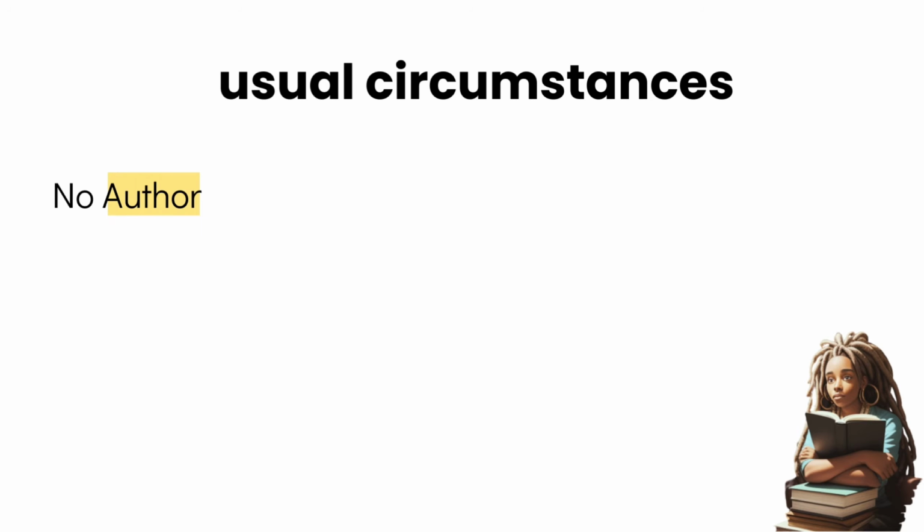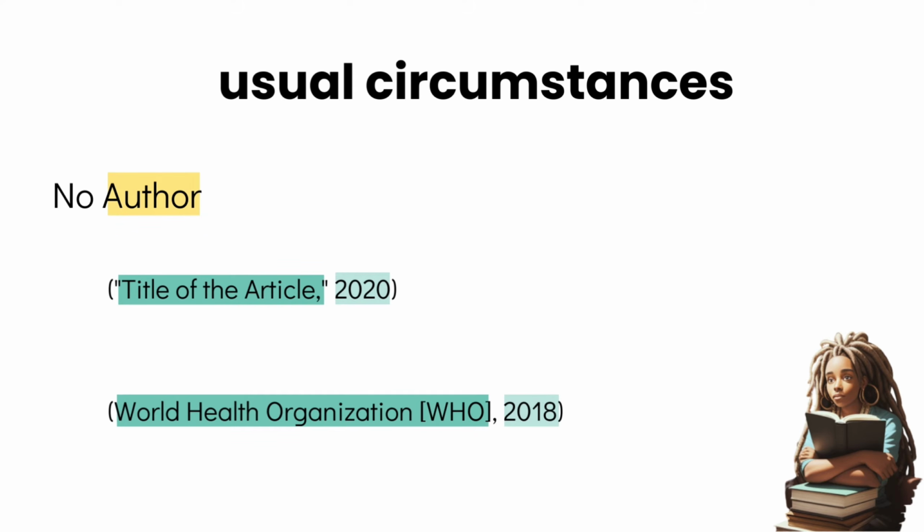Easy, right? But there are a few instances where you have both the date and the page number, but no author's name. What to do in that case? Well, this one is tricky because some institutions prefer that you use anonymous in the place of the author's name, while some prefer that you use the title of the work or the organization responsible for the content. So you will have to check with your institution's writing guide to be sure. Here is an example when using the title. Title of the article, 2020. And here is the example when you are using an organization. World Health Organization, 2018.